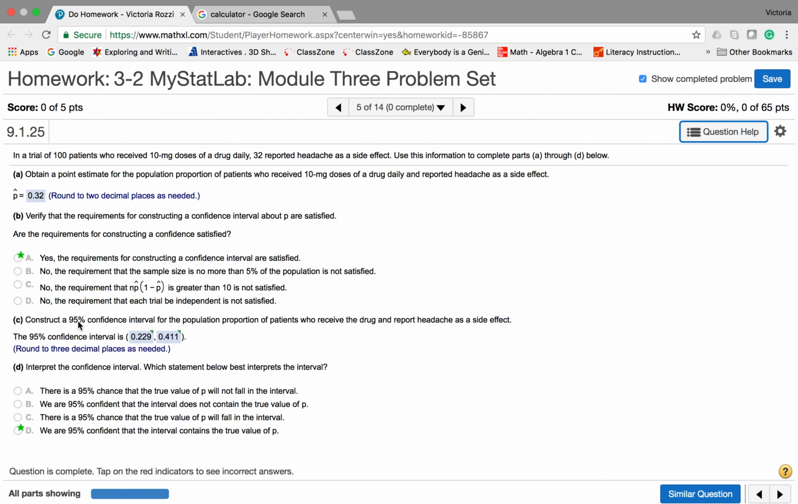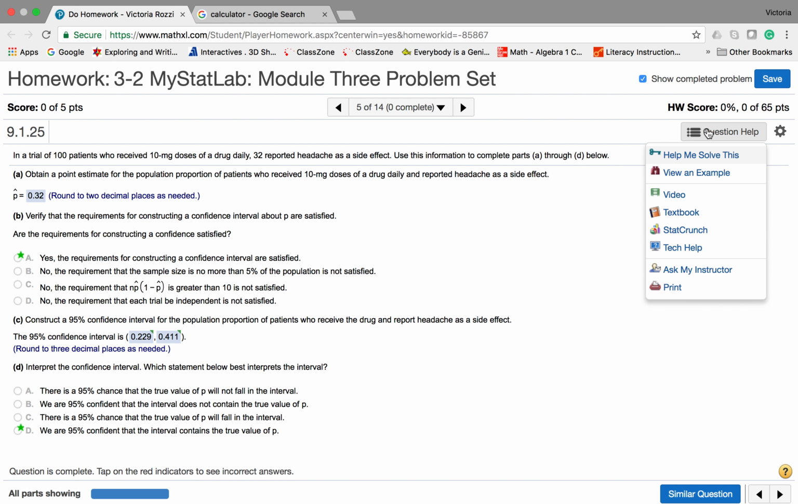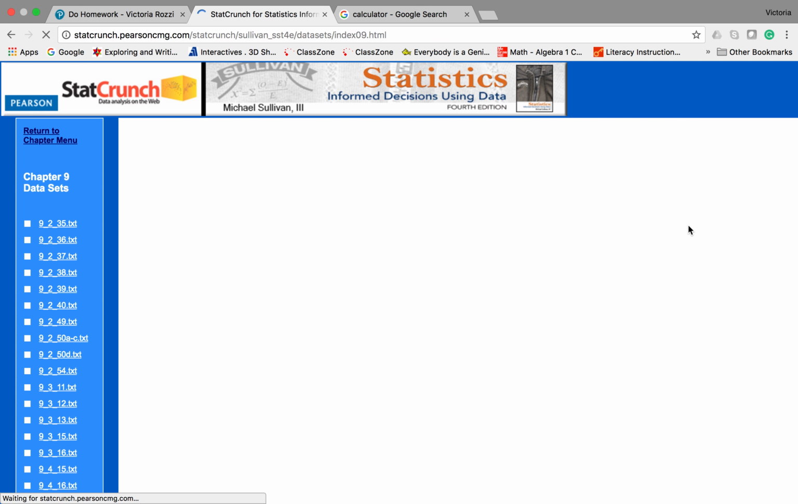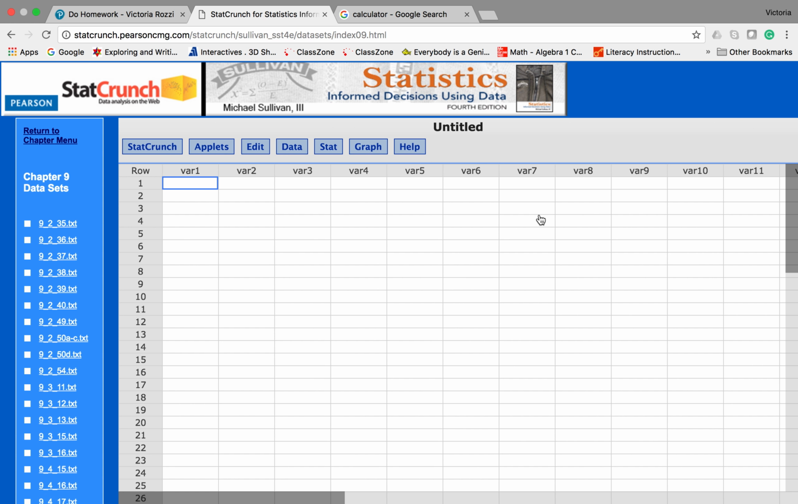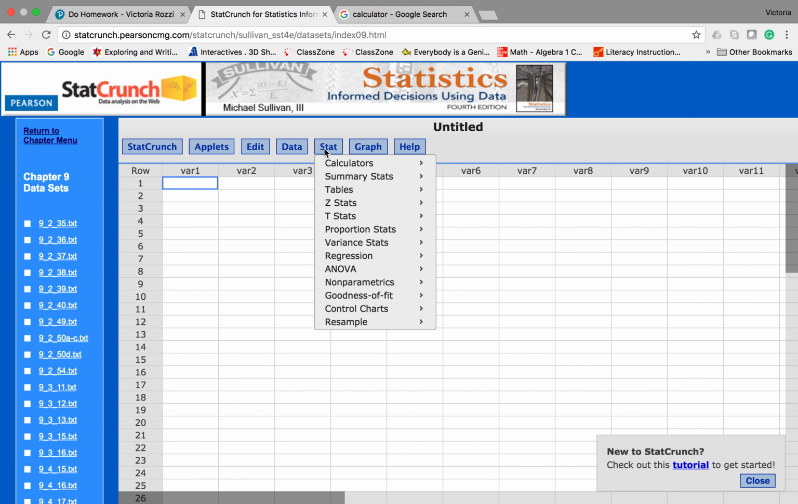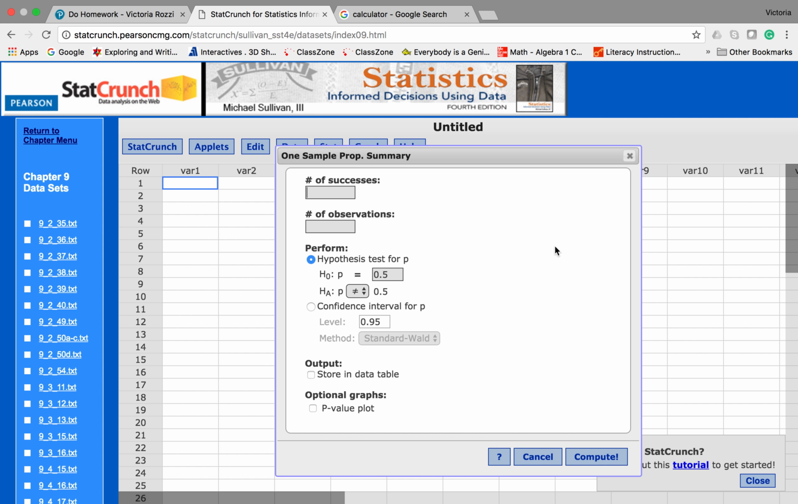Now to construct the 95% confidence interval, what we would have to do is get our margin of error and then add that to 0.32 and subtract that from 0.32. But you can actually do this in StatCrunch in a really easy way. If you go to question help and then click StatCrunch, I'll go to Stat, Proportion Stats, One Sample, With Summary. We don't have all the data, but we do have the summary of the data.